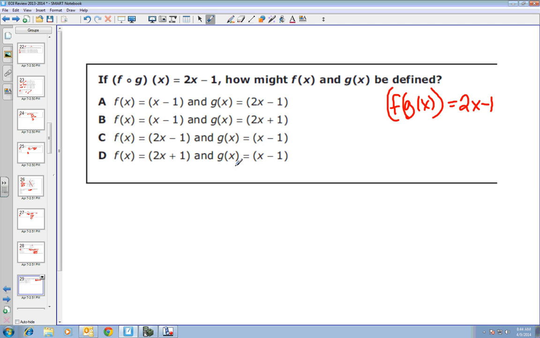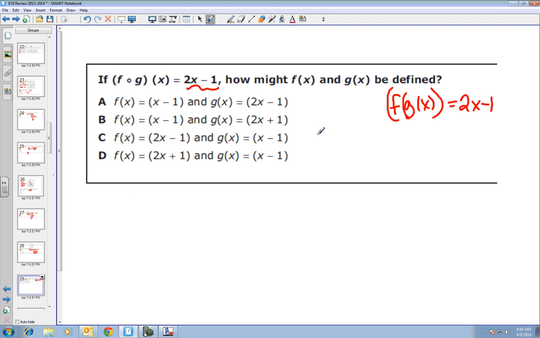So really the only way to work this problem is to take each one, find the composition, and see which one gives us this answer. Okay, so let's start off. Where do you want to start? A, B, C, or D? Okay, we'll start with C.